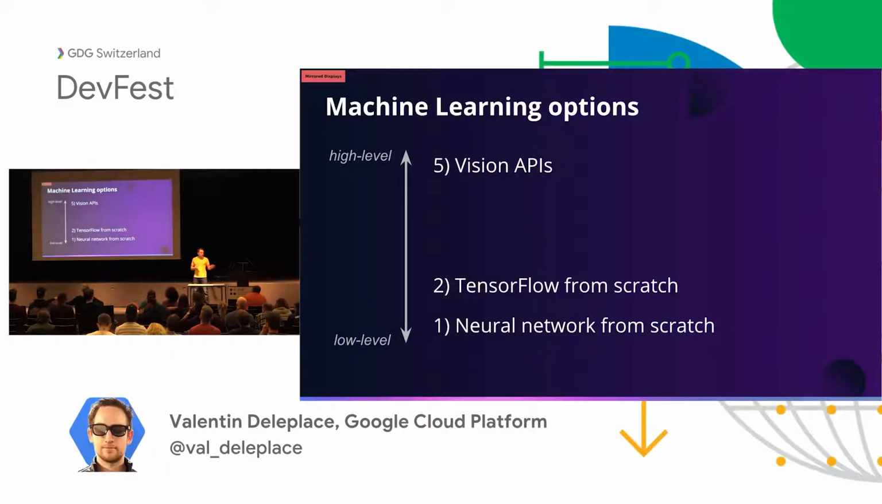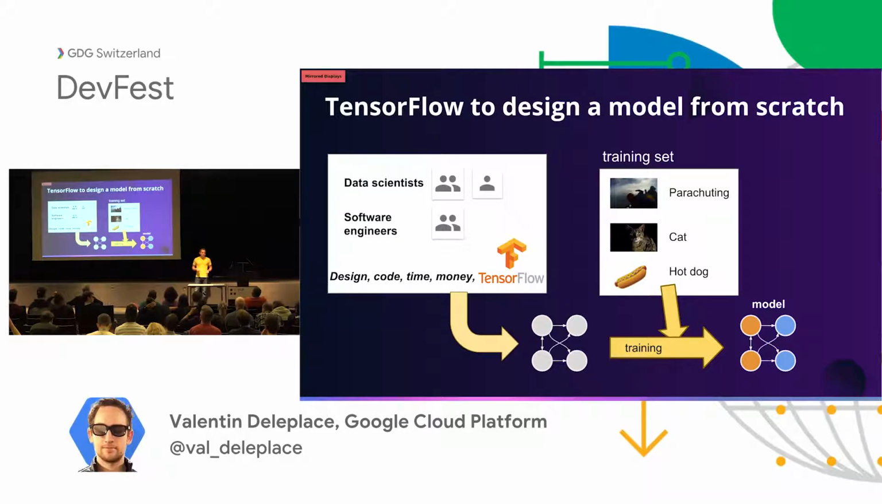Okay, we don't have that much time, so I will be quick on some slides. Please pardon me. The second option is to use TensorFlow to build a model from scratch. So this will require fewer data scientists, fewer software engineers. It will still require some design, code, time, money, and to use TensorFlow. Then still a big training set. It's very important to have many examples because it's supervised learning. You need many pictures with the right answer, with the right labels. You shove that into the training in order to set weights inside the neural networks. And in the end, you get a model that you can use for inference.